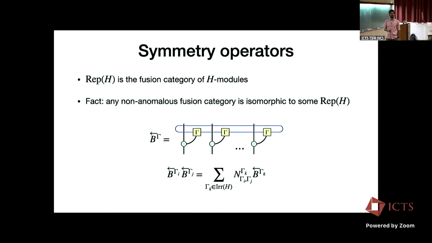Yeah, trivial gapped phase. I think I mean isomorphic. Yeah. So for any such fusion category, using the fiber functor, you can reconstruct H. And you can go the other way by just taking the representation.